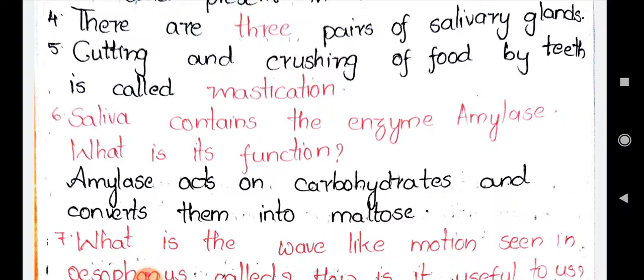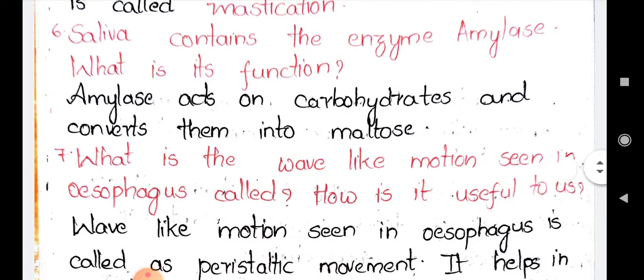Going to the next question. What is the wave-like motion seen in the esophagus called? How is it useful to us? The wave-like motion is called peristaltic movement. The other name of the esophagus is food pipe. In the food pipe there is contraction and relaxation of the muscles. That contraction and relaxation is called peristaltic movement. It is nothing but contraction and relaxation of the circular muscles present on the walls of the esophagus.